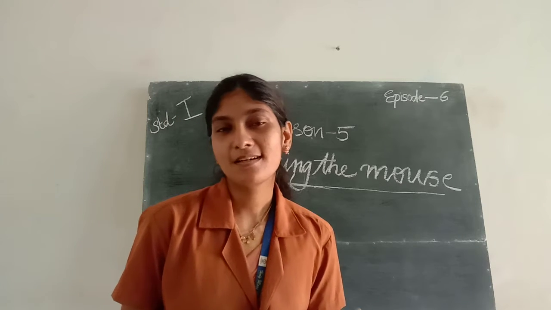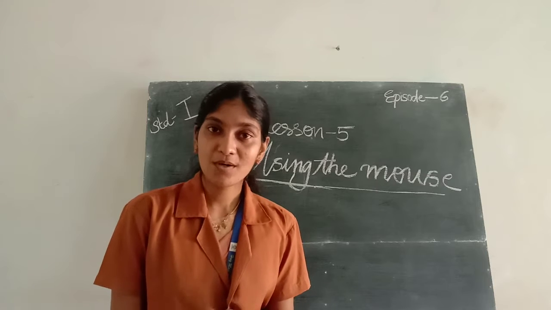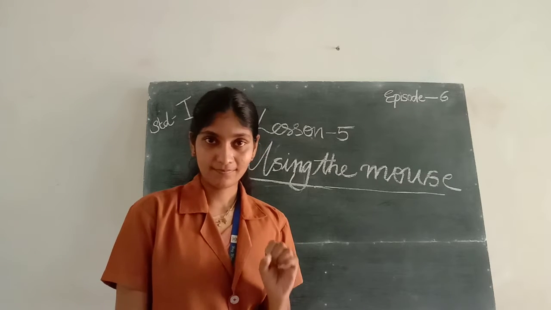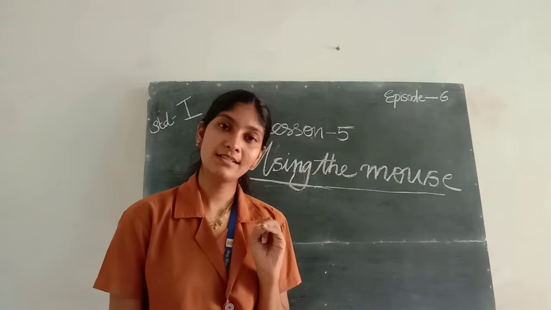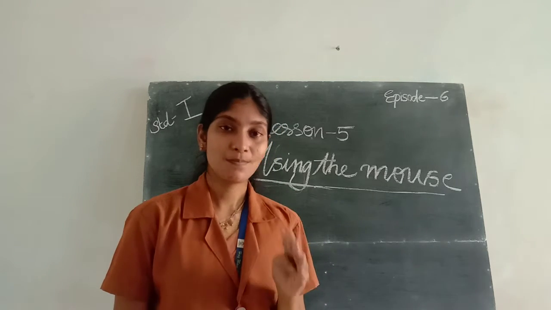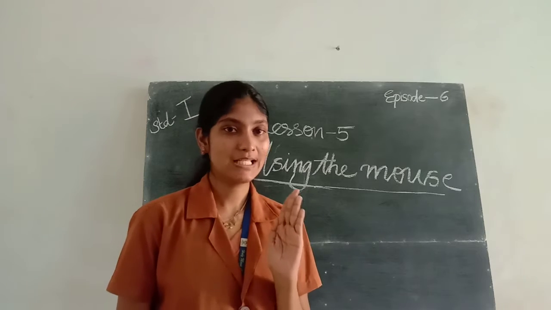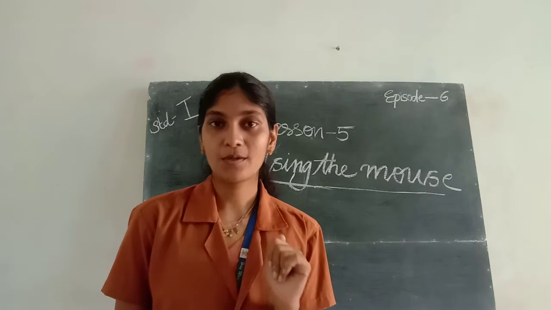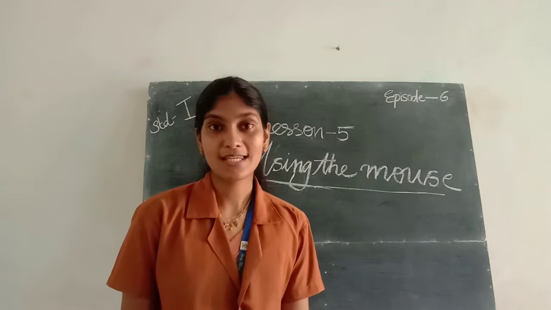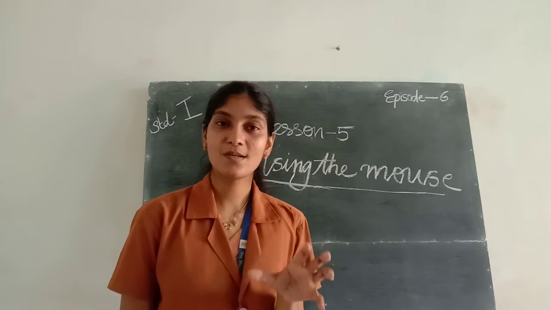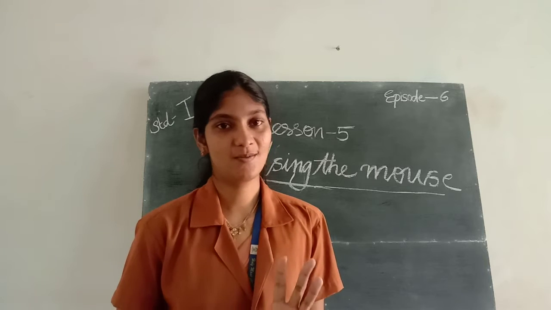Before that, what are the important parts of a computer? We know monitor, keyboard, mouse, speaker and CPU. These are the 5 important parts of a computer. So, you know what is a mouse? Yes, it looks like a real mouse, right?